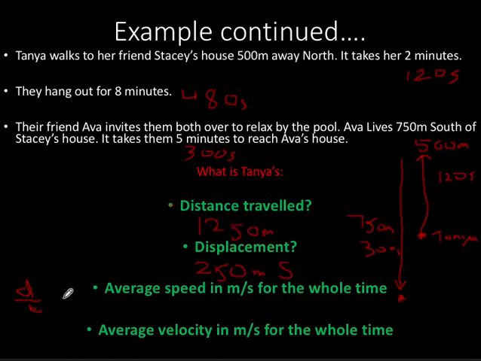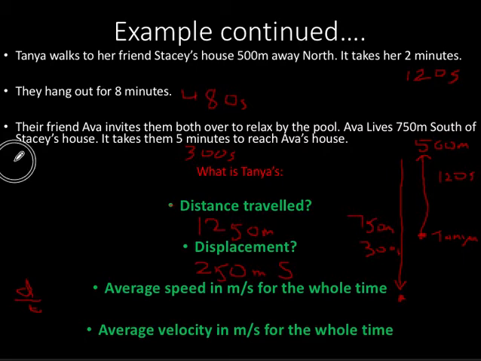1,250. The question is, what is my whole time? Well, I've got 120 seconds here, 480 seconds here, and 300 seconds here. So I need to add up all of this time. Keeping in mind, this time here is the time they spent hanging out. But because the question is asking us for the whole time, we want to include the time that they used to hang out at Stacy's house here. So let's add up all the times together to get our total. 120 plus 480 plus 300 equals 900 total seconds.